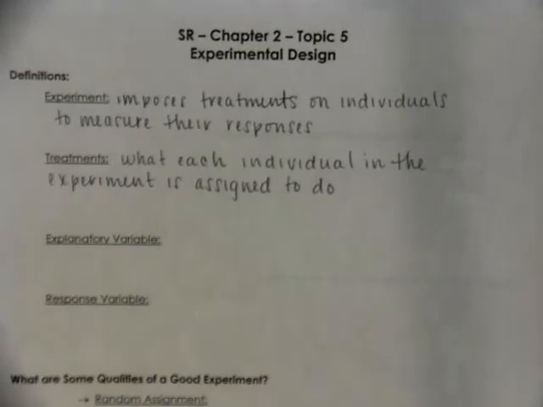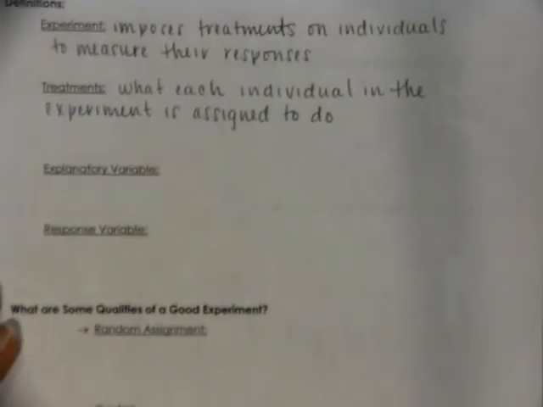Okay, so if you're referencing the example I just gave, for the next test, the treatments in that experiment would be, there were two of them, studying for 2 hours and not studying at all. So those would be the two treatments in that experiment. The explanatory variable is what a researcher manipulates or changes in an experiment.